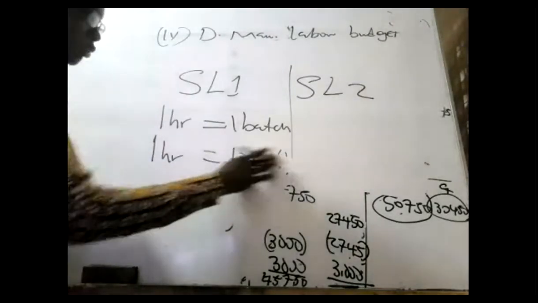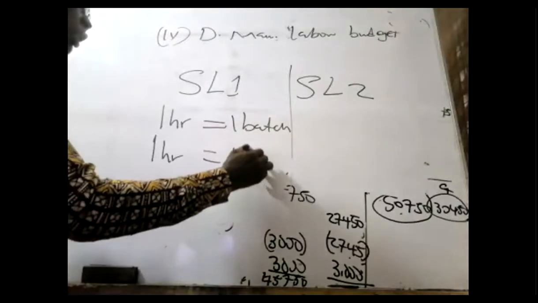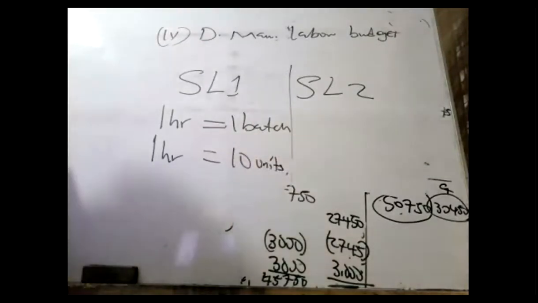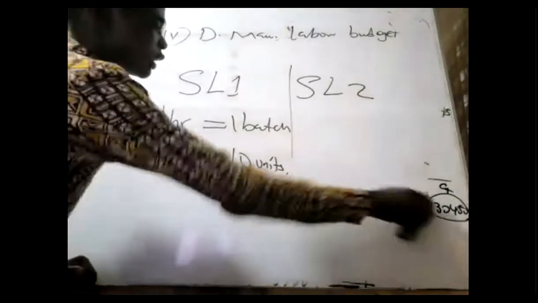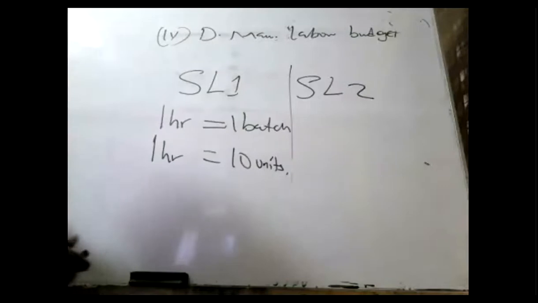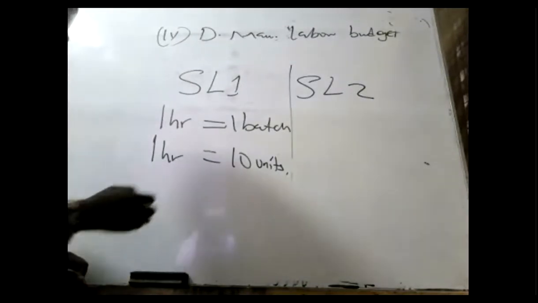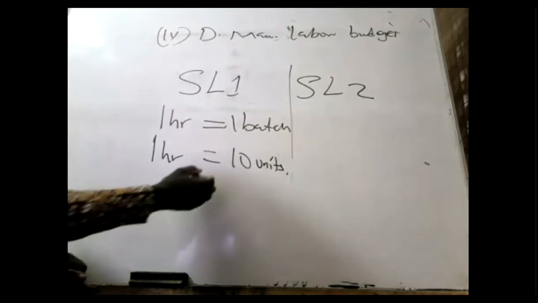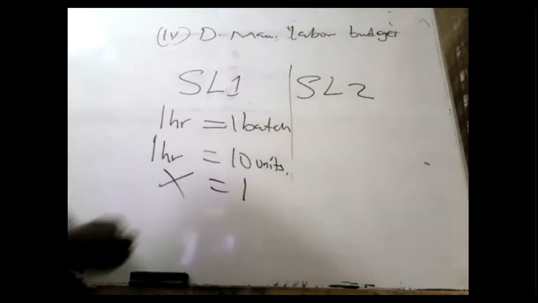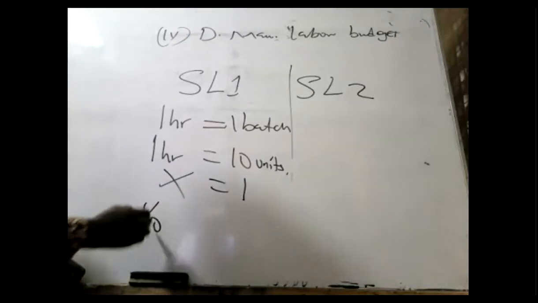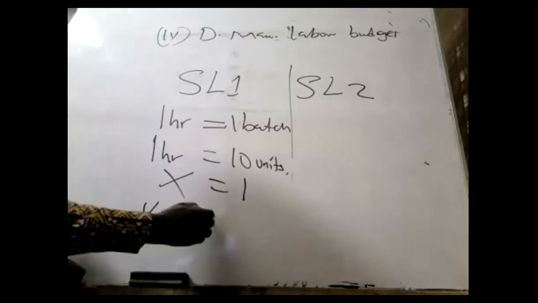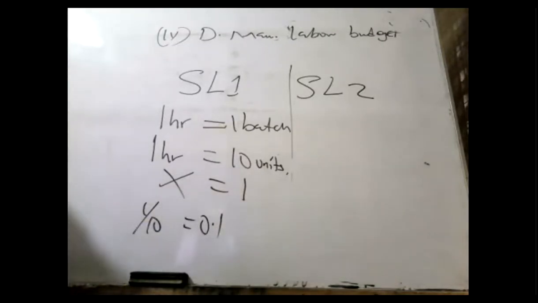Good. 10 units. Now tell me, each unit, how many hours do you need? When the unit is one, what will be the hour? Question mark. Multiply, and it means it's equal to 1 out of 10, which is the same as 0.1. So 0.1 hour per unit.